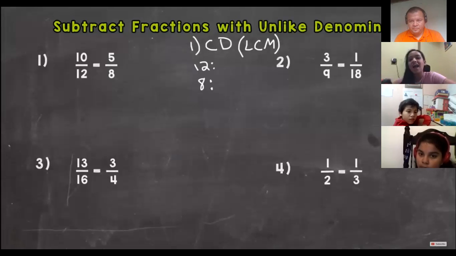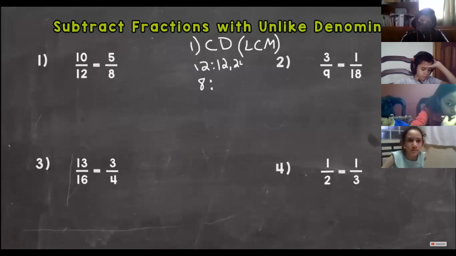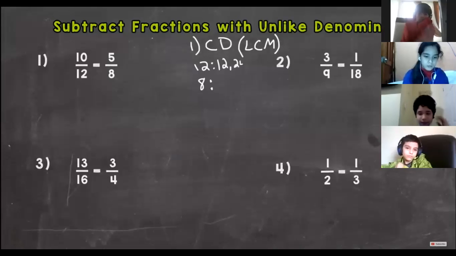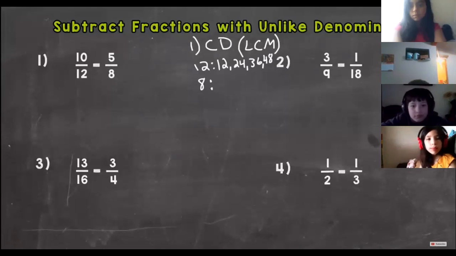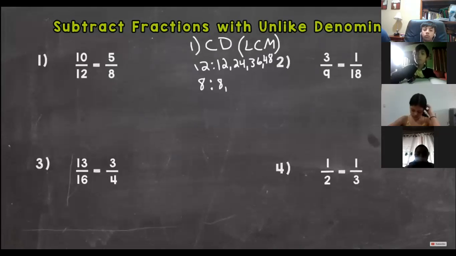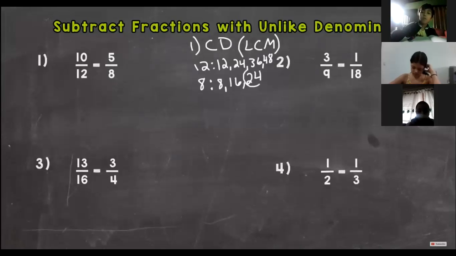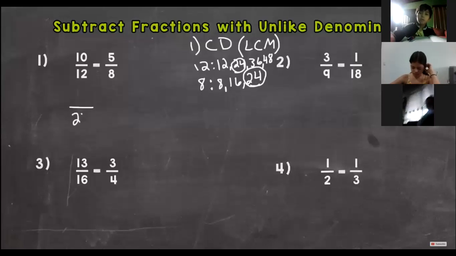So 12, 24, 36, 48. 8, 16, 24, and it looks like we have a common multiple. Double check that there isn't something less than 24. It doesn't look like it, so 24 is our common denominator for 12 and 8, our least common denominator.